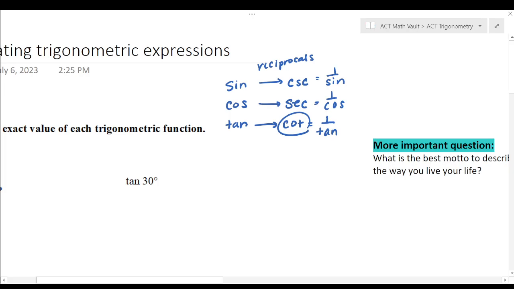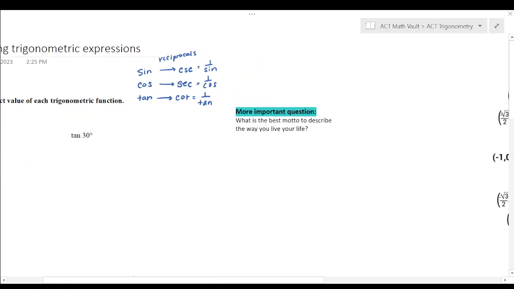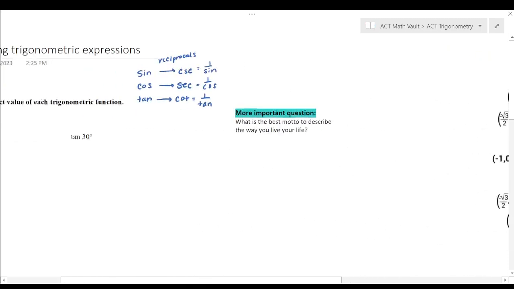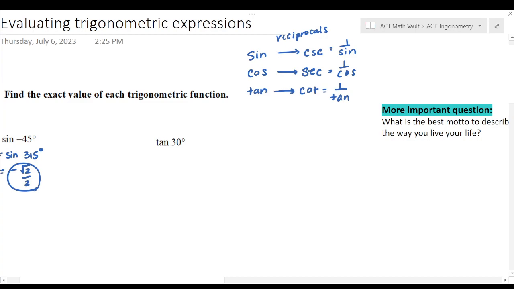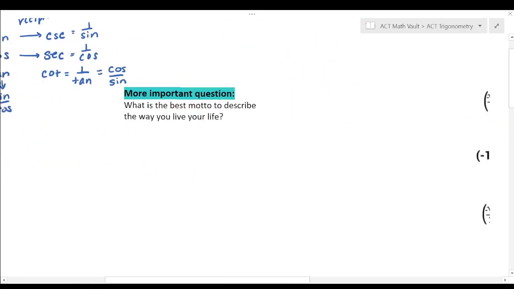Okay, so tangent 30. It's not asking cotangent, it's asking tangent. But for tangent 30, there's something that we need to know about tangent. And that is that tangent is equal to sine over cosine. So then if cotangent is the reciprocal, cotangent must be equal to cosine over sine. Okay, so a few things to memorize. We need to know the x is the cosine, the y is the sine. And then we need to know every time we see tangent that really it's like saying what is the sine of 30 over the cosine of 30. Okay, let's go check those out.